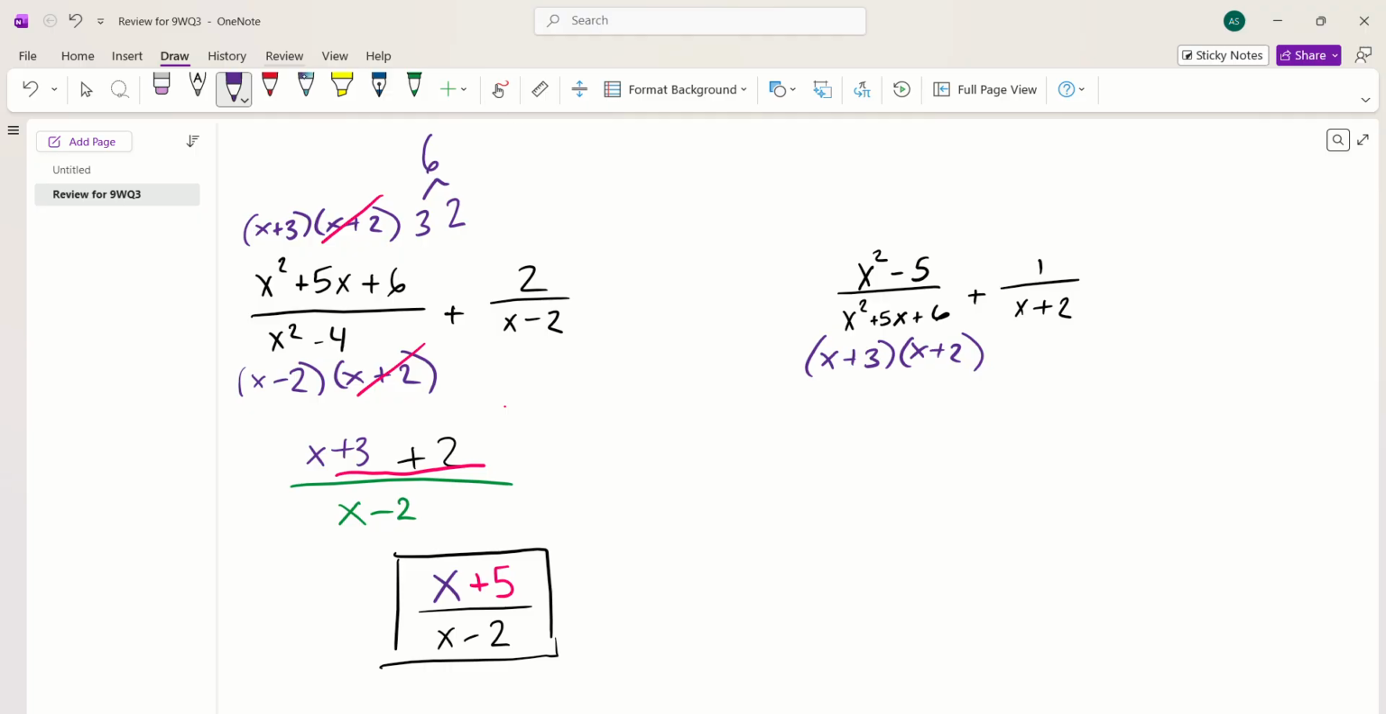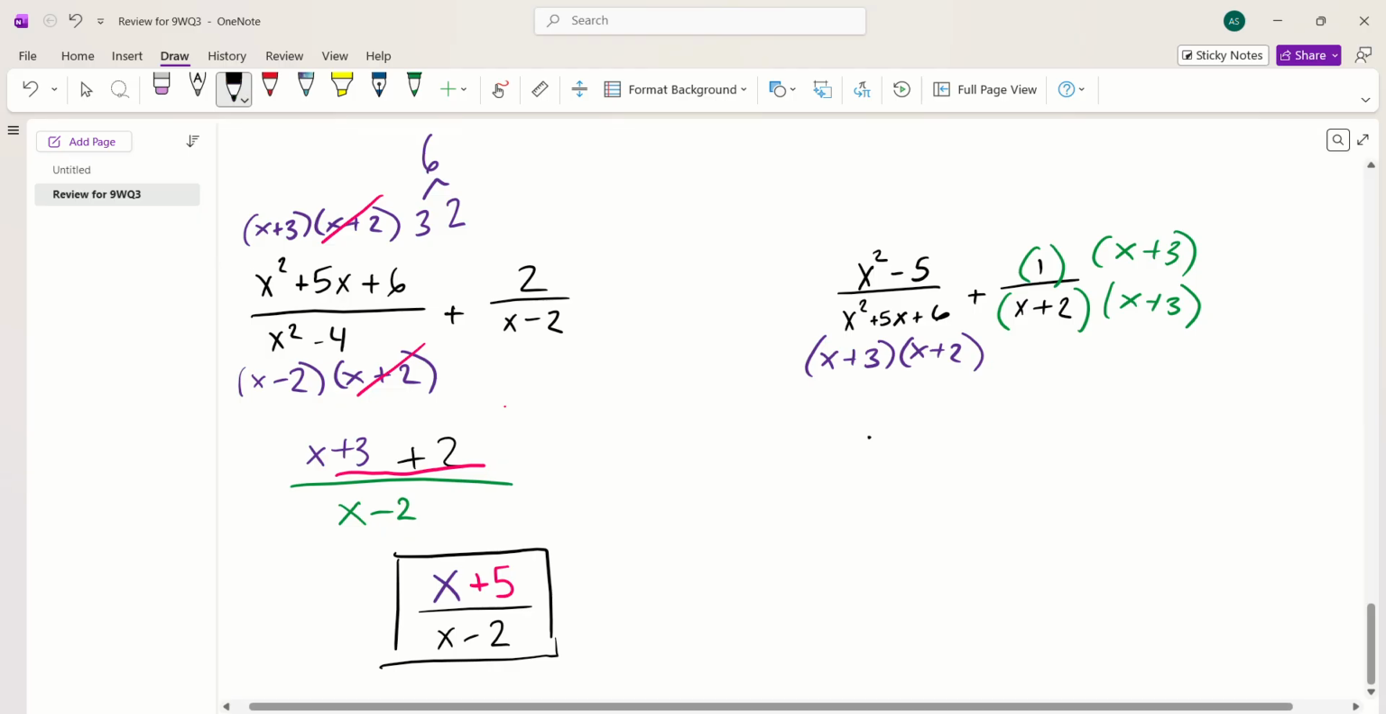And you'll notice that when you factor it, you get x plus 2, which is already included in the denominator in the other fraction. So what you're going to do is you're just going to multiply this fraction by what it's missing. It already has x plus 2, so I'm going to multiply it by x plus 3 because my goal is to make my denominators match. From here, I'm going to rewrite it.